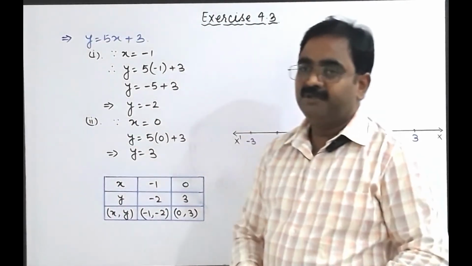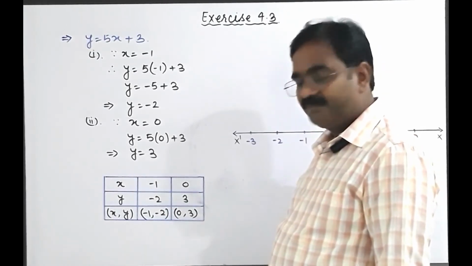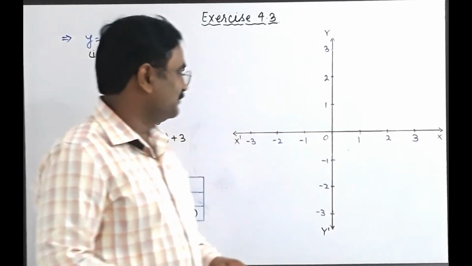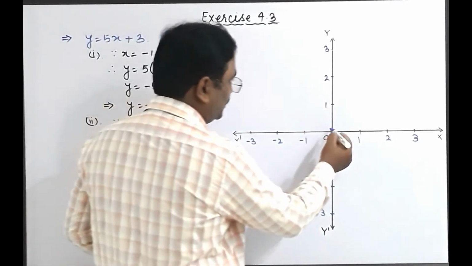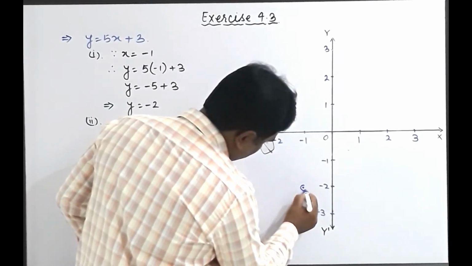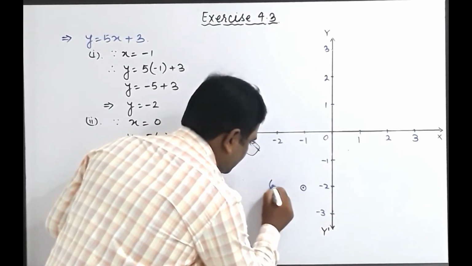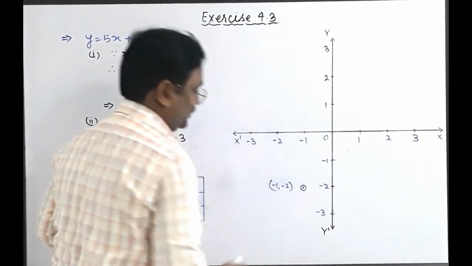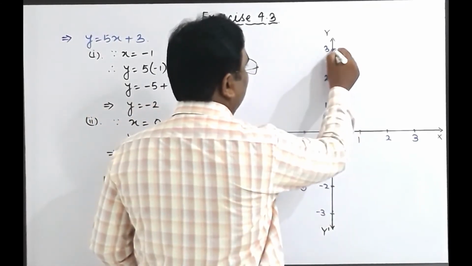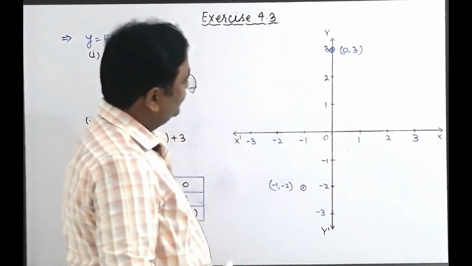Okay friends, so let us plot the graph of these points. First points are given -2, -2, -1, -2, and second point is 0, 3. So let us plot in our Cartesian system. -1, -2 means this point will be here, whose coordinates are -1, -2, this point. Second point is 0 and 3. 0 on x-axis and 3 on y-axis, which means this lies on y-axis. This is 0, 3.